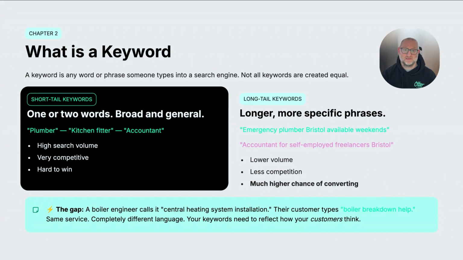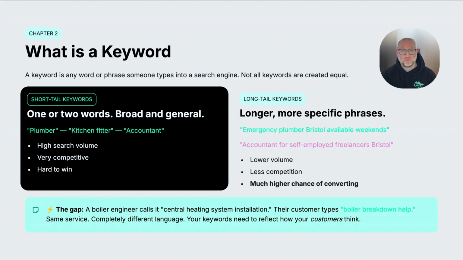Long tail means longer, so more specific phrases. Emergency plumber, Bristol, available today. Kitchen fitter for small terraced house. Accountant for self-employed freelancers, Bristol. These have lower search volume, they have less competition usually, and they're much more likely to convert because the person searching knows exactly what they want.